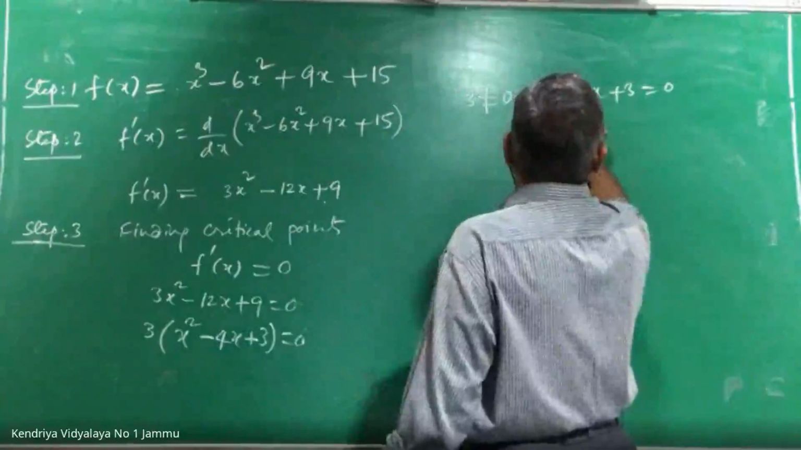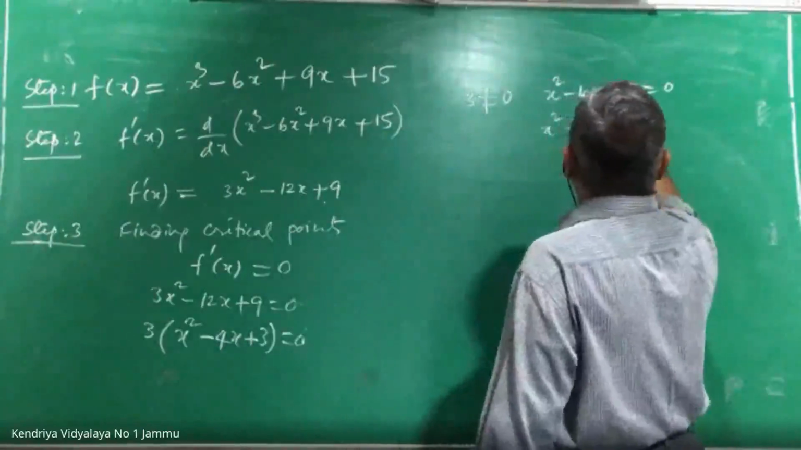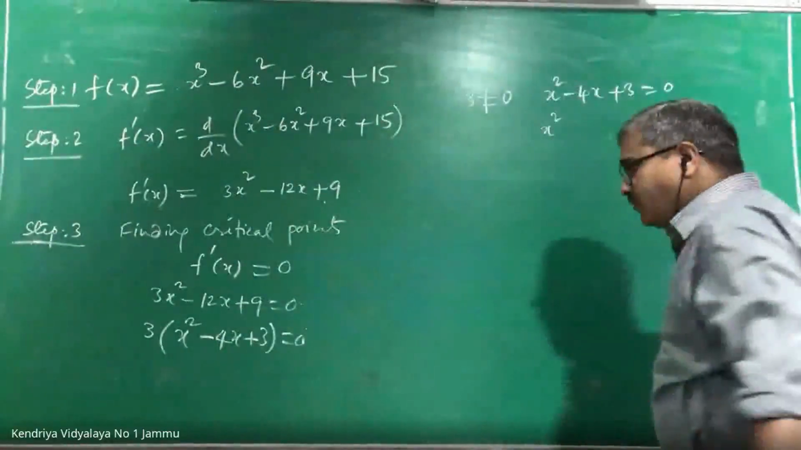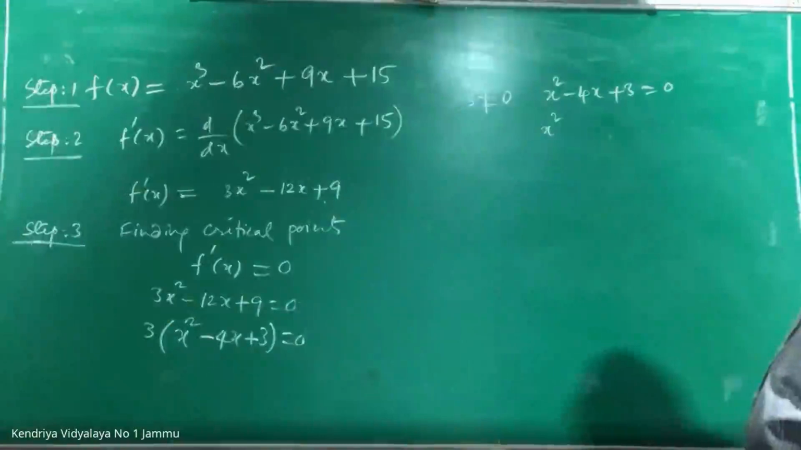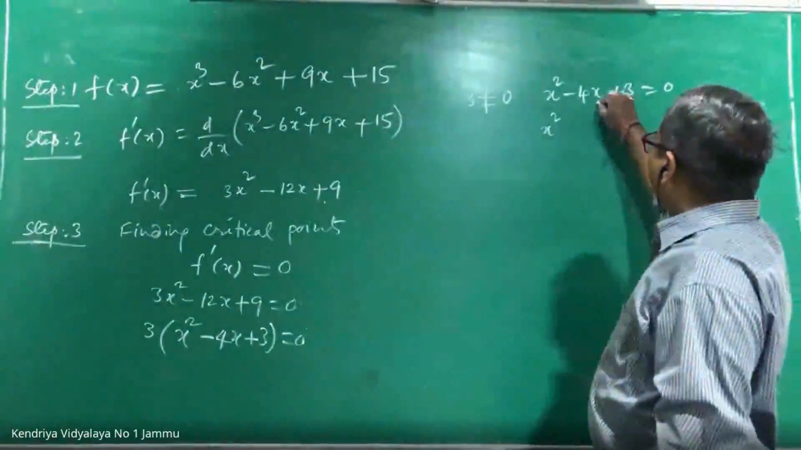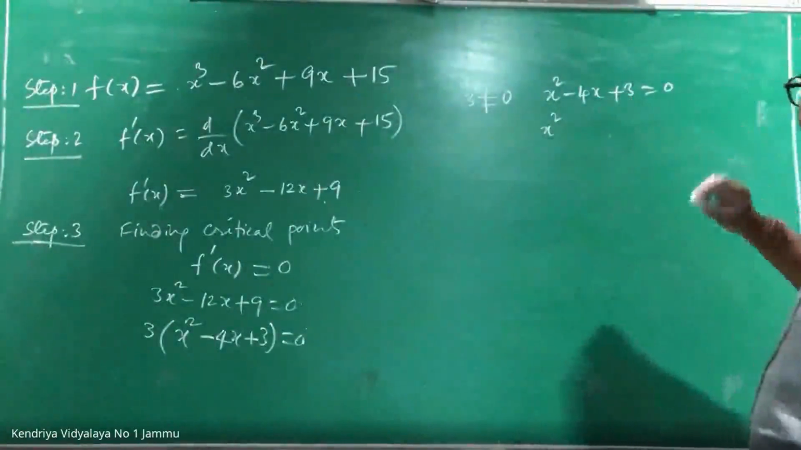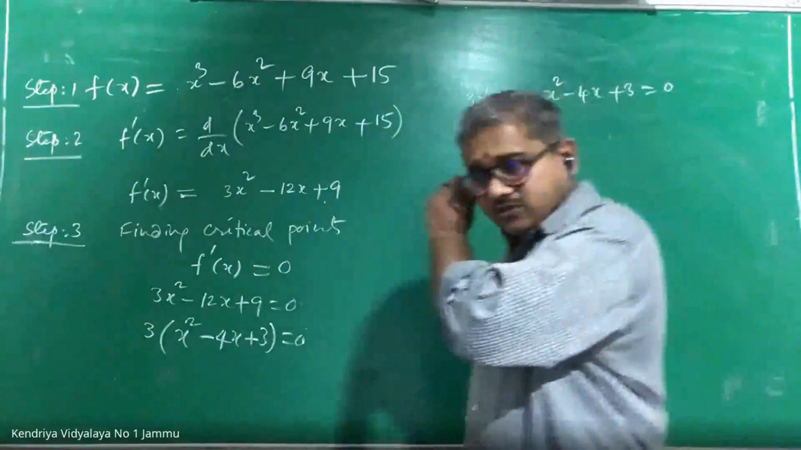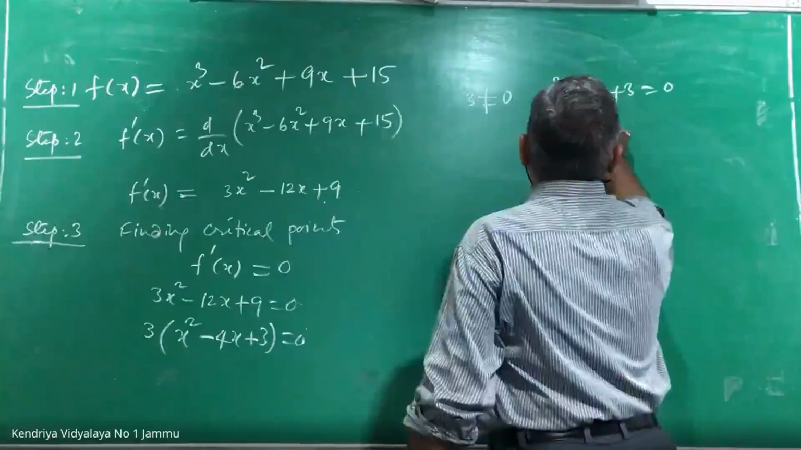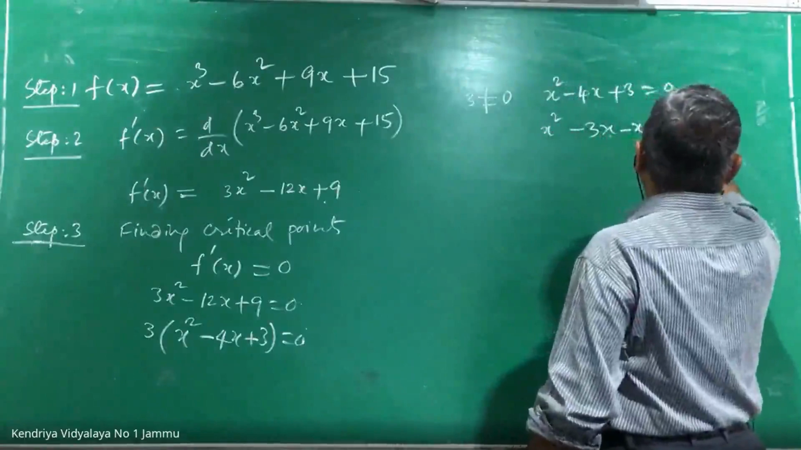x square minus 3x minus x plus 3. Sorry, this will not go. Will it go? 3 ones, 3 twos. How much is it going to be? x square minus 4x plus 3. Minus 3x minus x plus 3 is equal to 0.